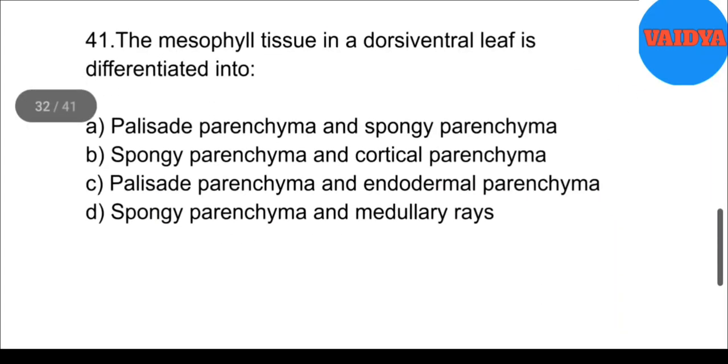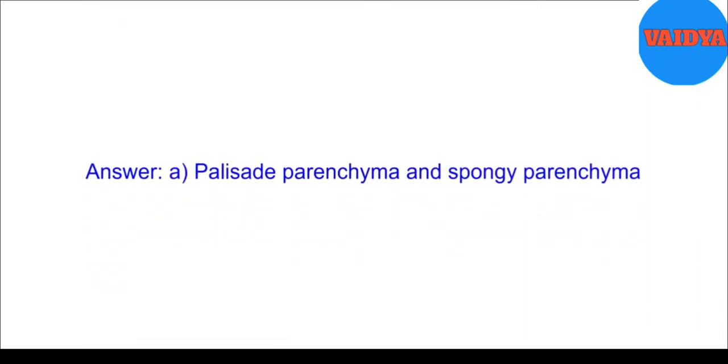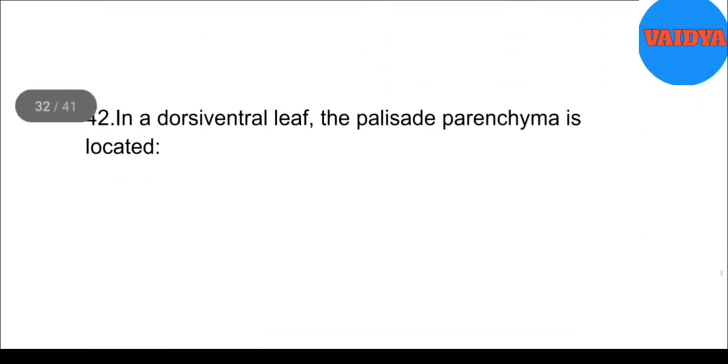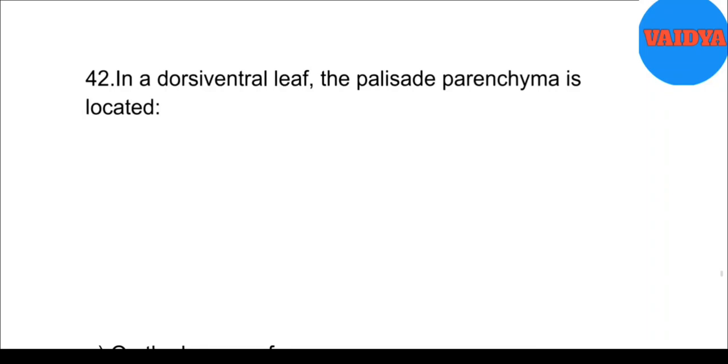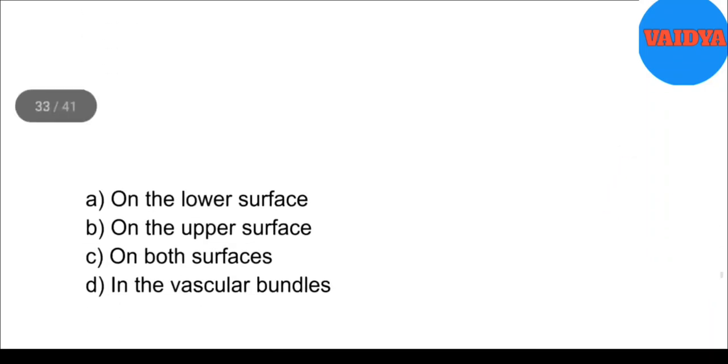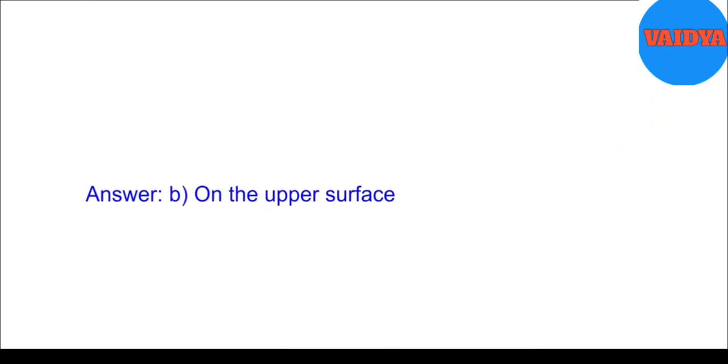41. The mesophyll tissue in a dorsiventral leaf is differentiated into A. Palisade parenchyma and spongy parenchyma. B. Spongy parenchyma and cortical parenchyma. C. Palisade parenchyma and endodermal parenchyma. D. Spongy parenchyma and medullary rays. Answer: A. Palisade parenchyma and spongy parenchyma. 42. In a dorsiventral leaf, the palisade parenchyma is located A. On the lower surface. B. On the upper surface. C. On both surfaces. D. In the vascular bundles. Answer: B. On the upper surface.